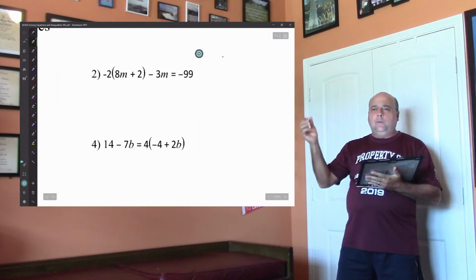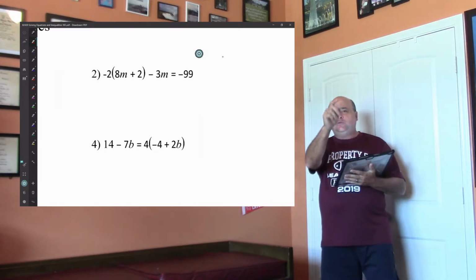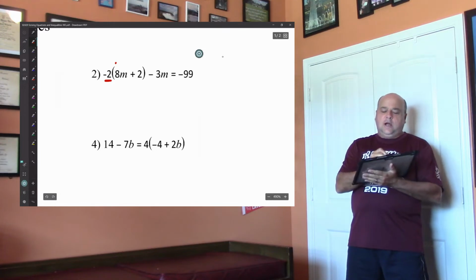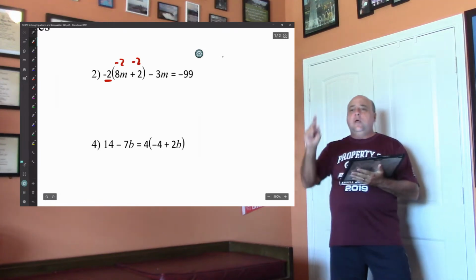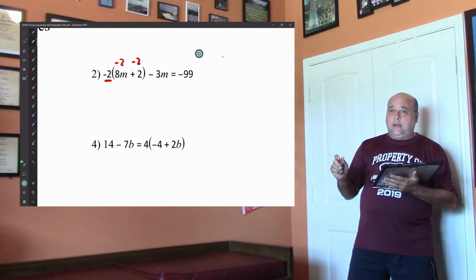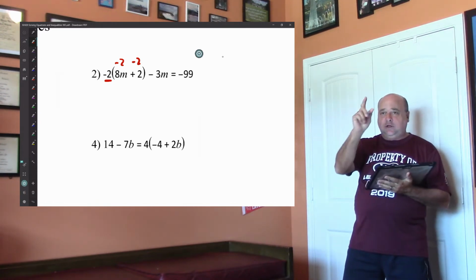Okay, on number 2, do we have a Bluebell truck? Yes, we do. We have a Bluebell truck, and it's -2, right? So we're going to drive the Bluebell truck to the 8 and the 2. The 3 and the 99 are not stores the Bluebell truck will go to, are they? Just inside the parentheses. We're going to distribute.